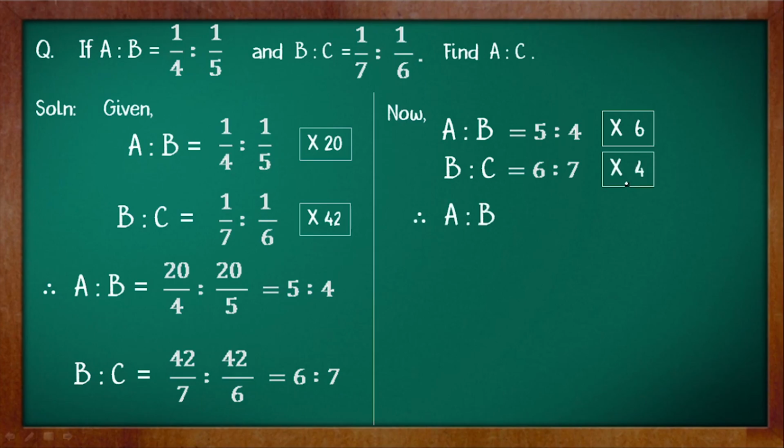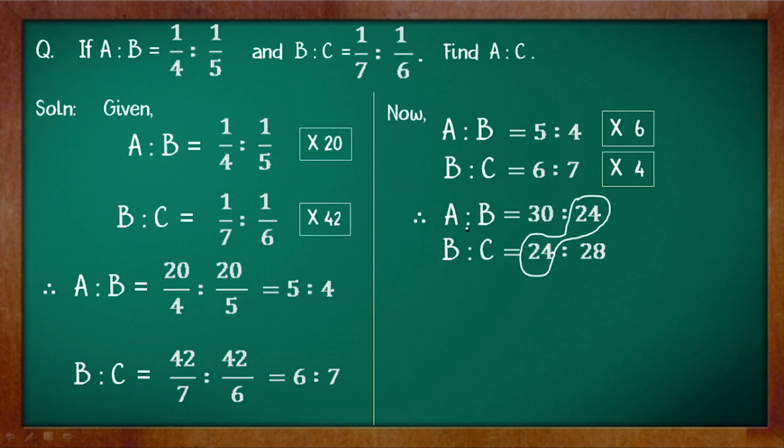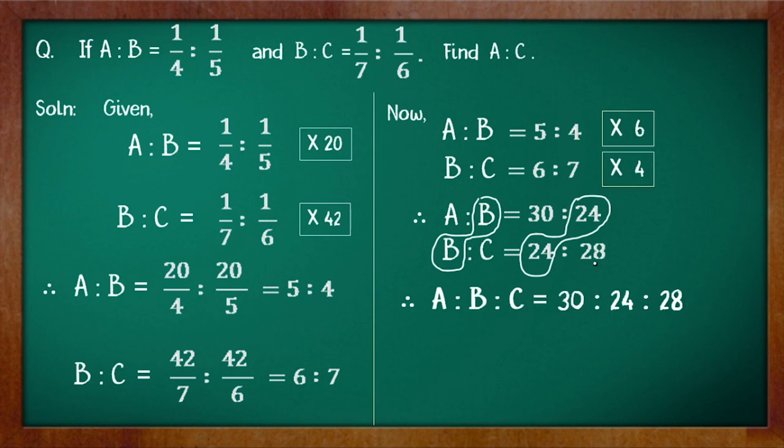After multiplication with 6, we get 6 fives are 30, 6 fours are 24. Similarly, we get B is to C as 4 sixes are 24 and 4 sevens are 28. So now we see that the numbers are the same, 24. So what will be A is to B is to C now? It is 30 is to 24 is to 28.